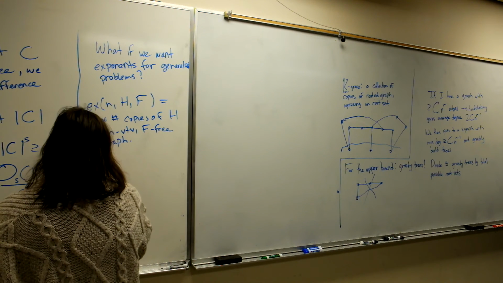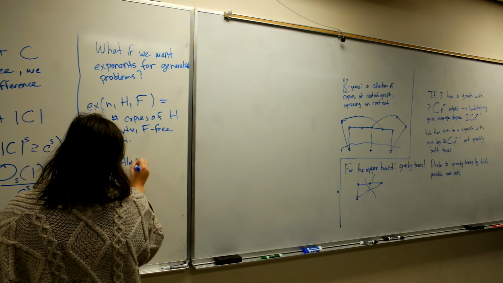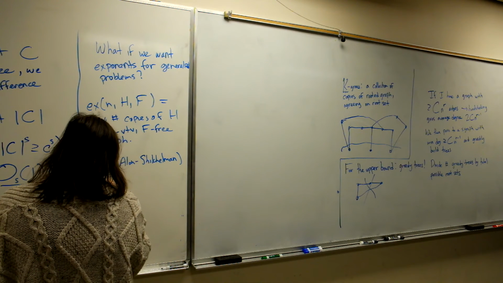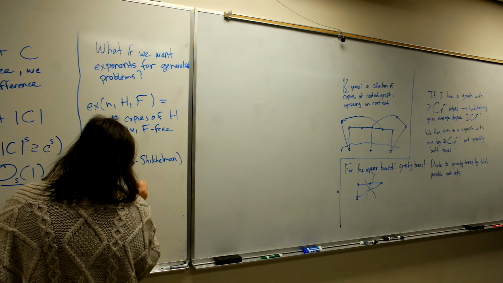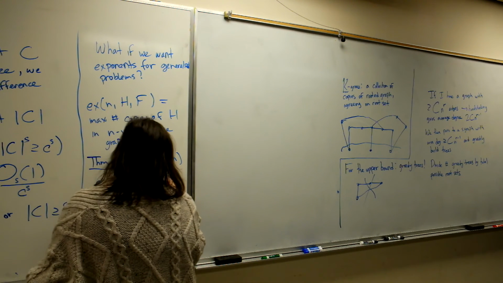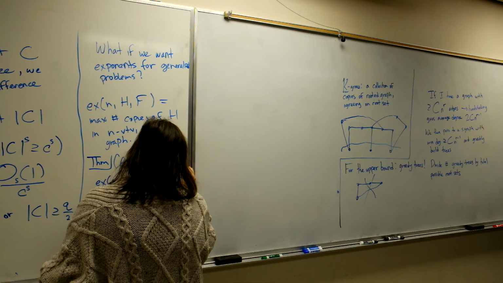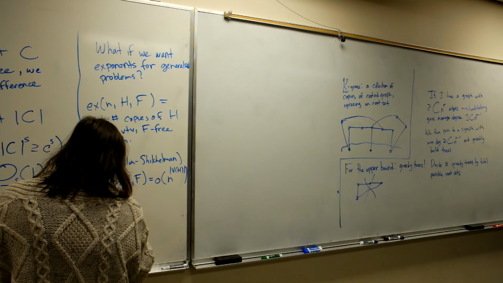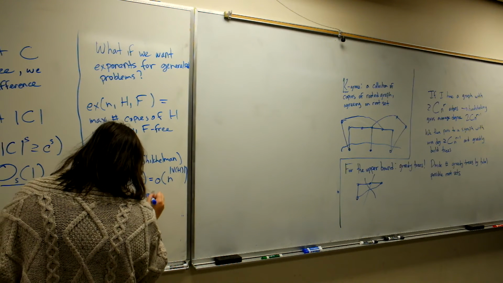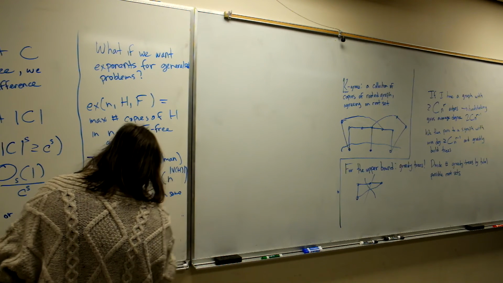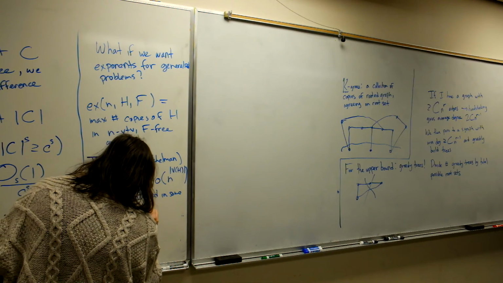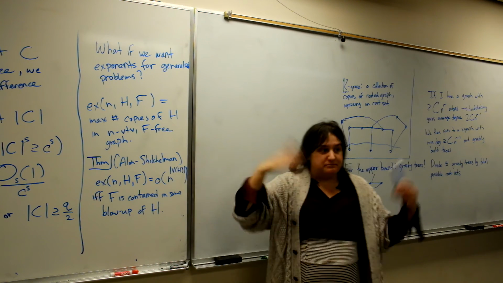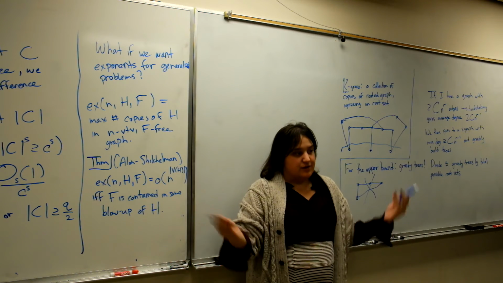So, theorem, this is Conlon and Schickelman. ex(n, H, F) is little o of n to the number of vertices in H if and only if F is contained in some blow-up of H. And if not, then n to the number of vertices in H is the highest order you could possibly have. So you are, in fact, on that order.